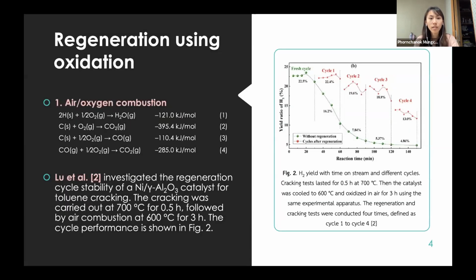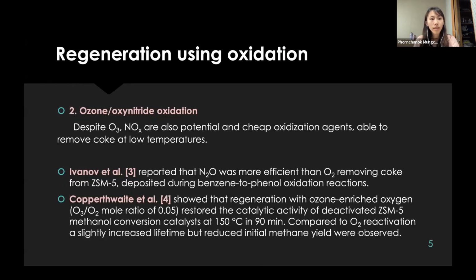Lu and authors investigated the regeneration cycle stability of nickel alumina catalyst for toluene cracking. The cracking was followed by air combustion. The cycle performance is shown in figure 2. The catalytic activity was stable from the first until the third cycle, but then decreased in the fourth cycle. Ozone and nitrogen oxide are also potential and cheap oxidation agents able to remove coke at low temperatures, which is consistent with the research of Ivanov and Kopovets.